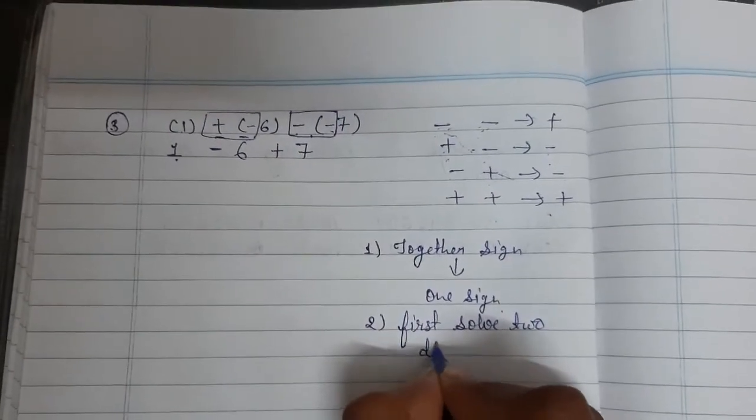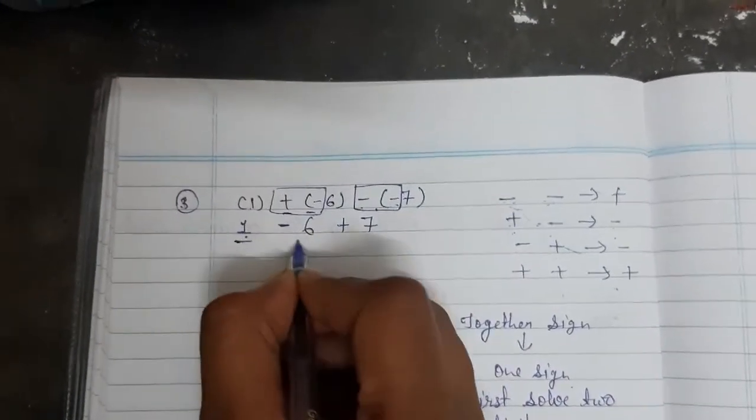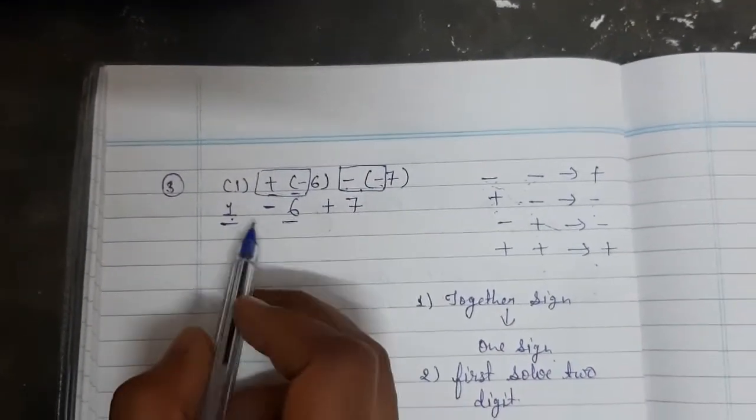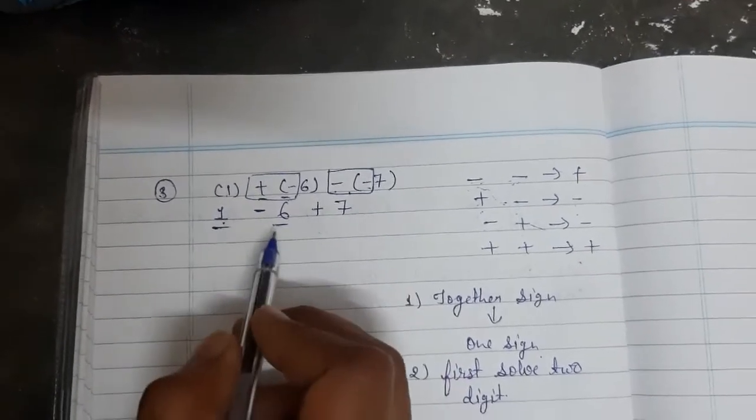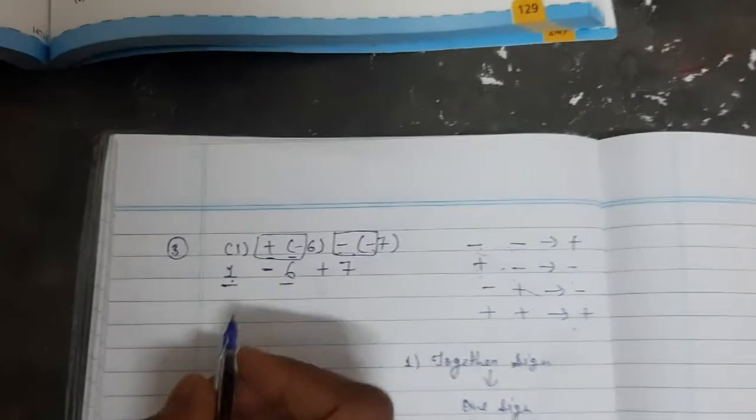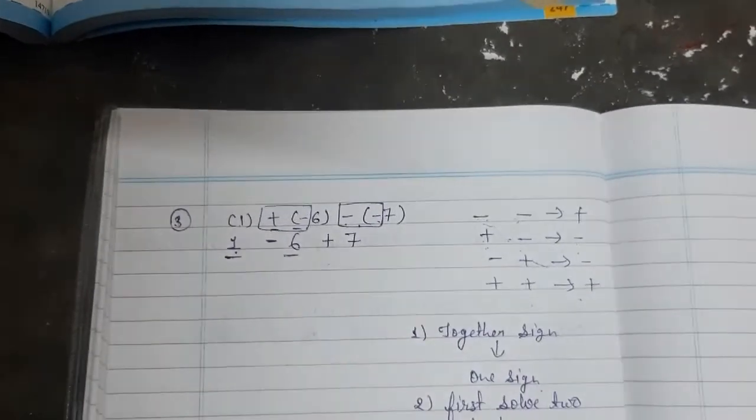Second step, first solve the first 2 digits. 2 digits means this first and this second. You have to solve it. Do not try to solve all digits together. You have to follow step by step. Now how can you solve this one?